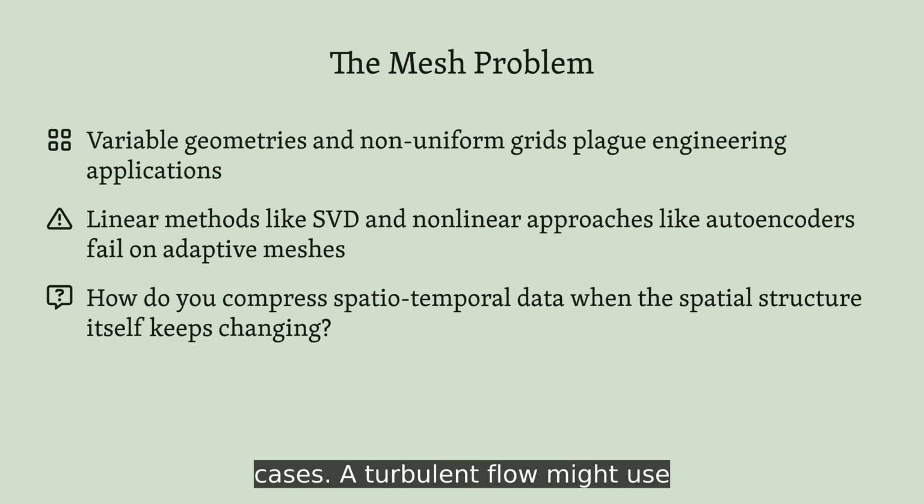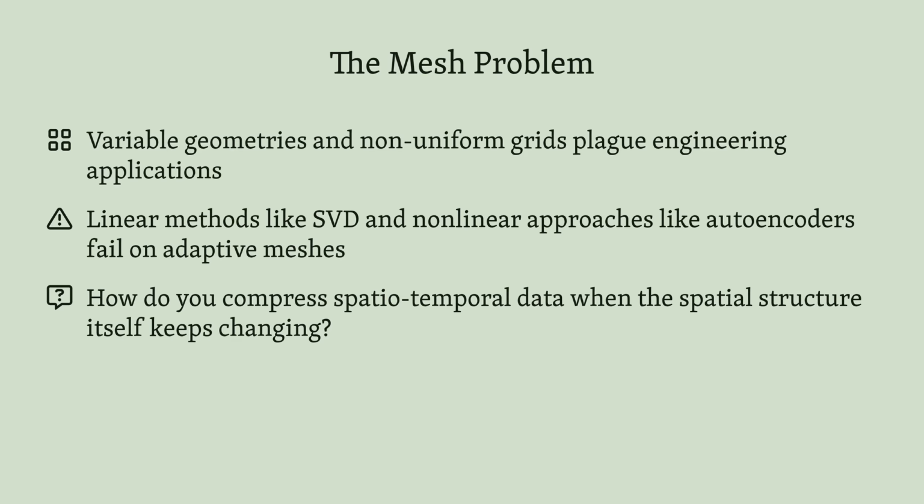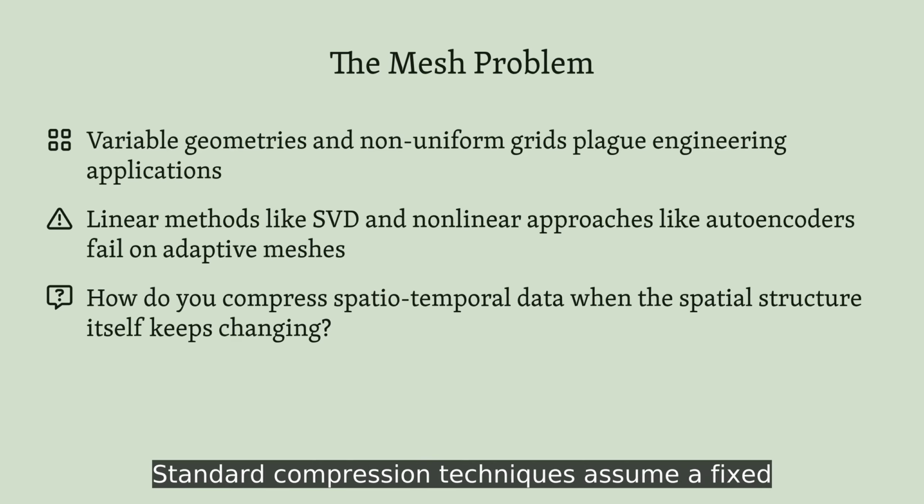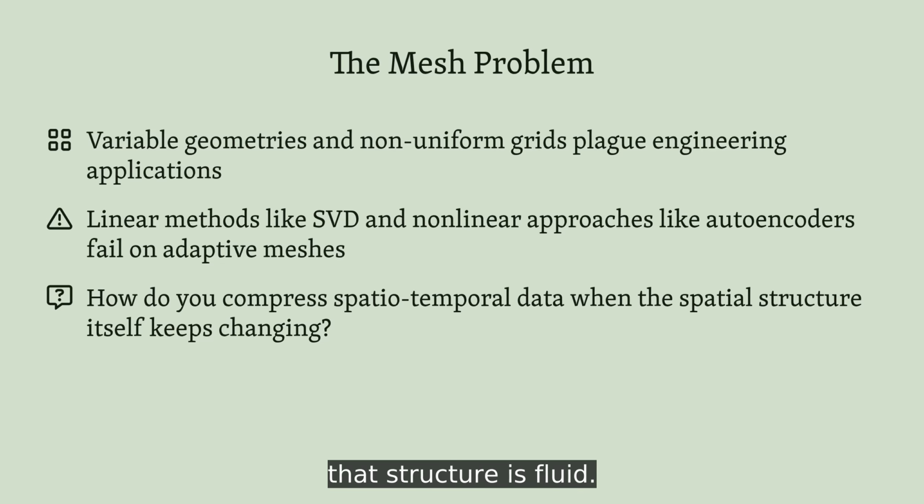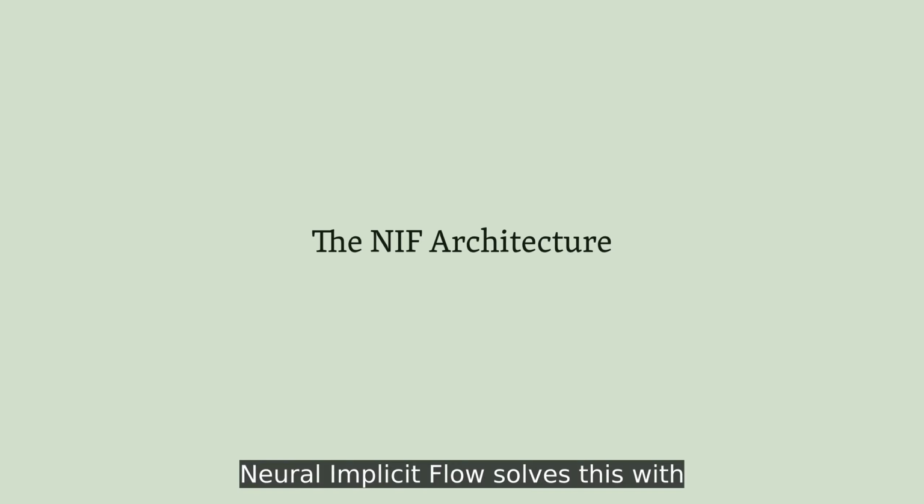Engineering simulations generate data on meshes that morph, adapt, and vary across cases. A turbulent flow might use 2 million cells in one configuration and 500,000 in another. Standard compression techniques assume a fixed spatial structure, making them useless when that structure is fluid. Neural Implicit Flow solves this with a clever architectural split.